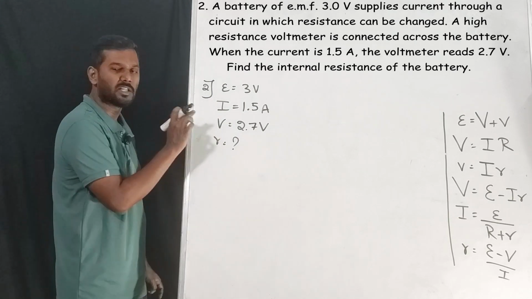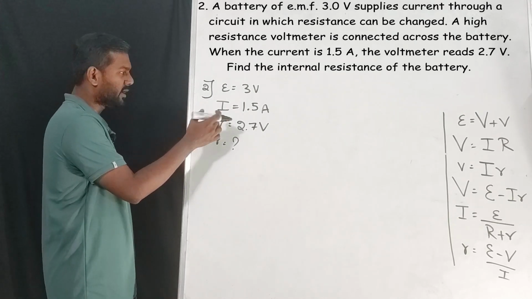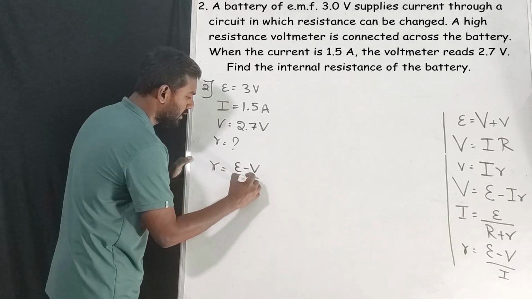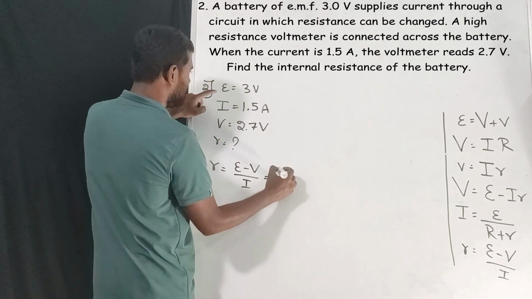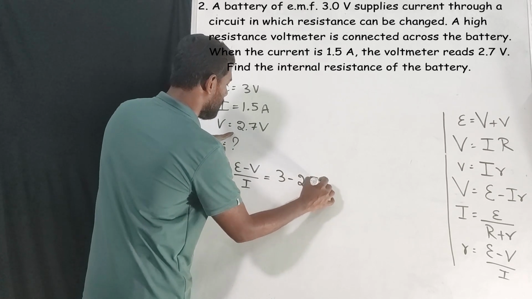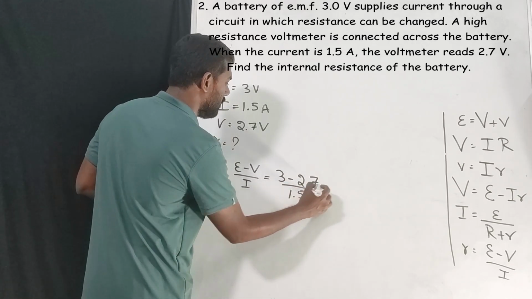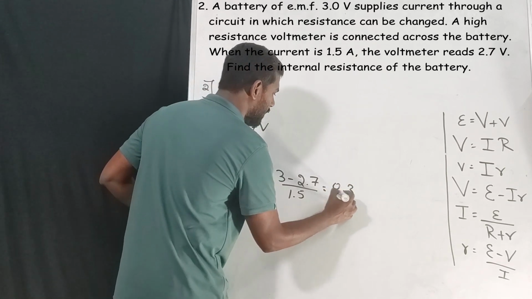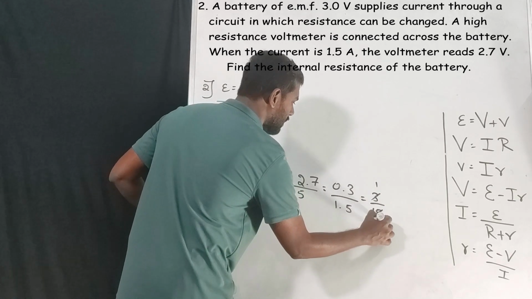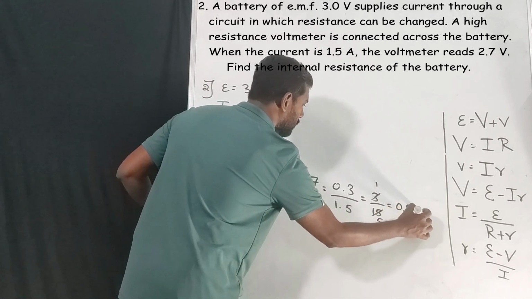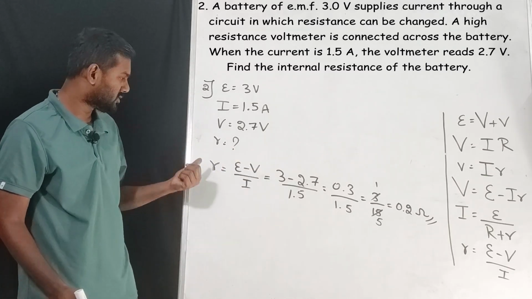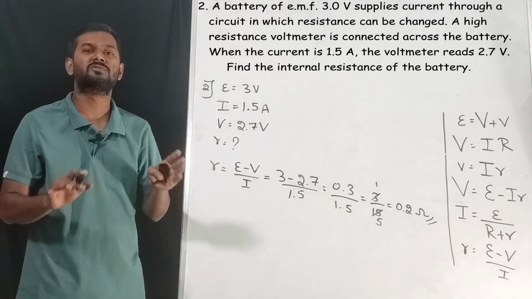We know the voltmeter reading is nothing but the terminal voltage. I, they have given the ammeter reading. All these things we have. R is equal to (E minus V) by I. That is nothing but E is 3 and V is 2.7, divided by 1.5. So 3 minus 2.7, that is 0.3, and this is 1.5. This will be 3 by 15, that is nothing but 0.2 ohms. That's it. So before writing the unit, first think what we are finding. Once we know what we are finding, we write the respective units.